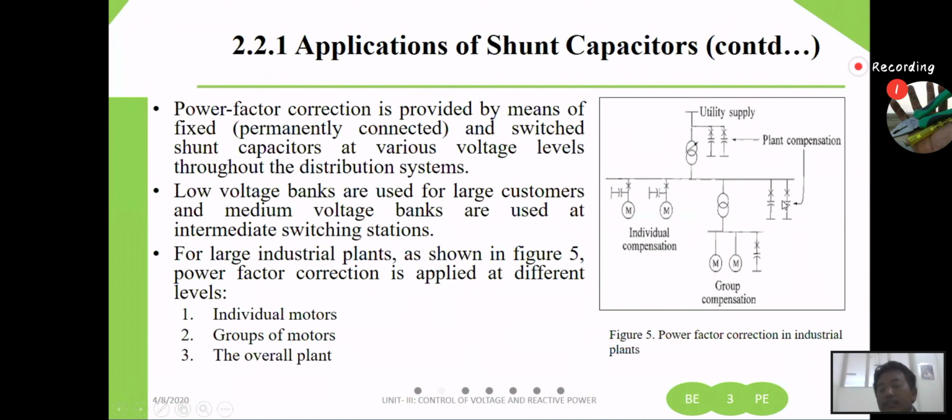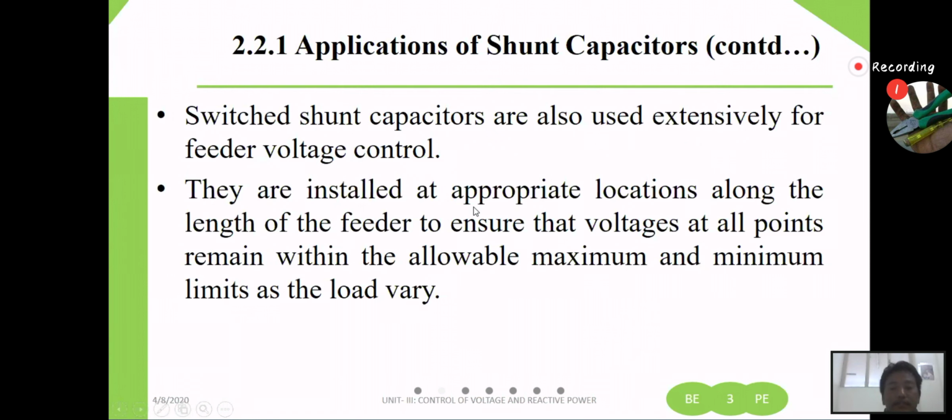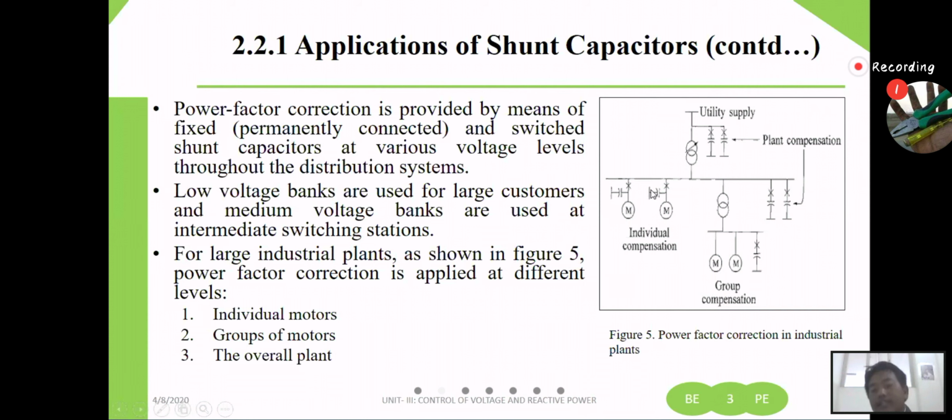Actually, this is the diagram which is used for compensation of power factor. But if you want to control the feeder voltage, then at the appropriate location on the feeder, you can connect this shunt capacitor and try to control the voltages. So at all points, the voltage will remain within the allowable maximum and minimum limit as the load varies. Here in this diagram I have shown only the power factor improvement.